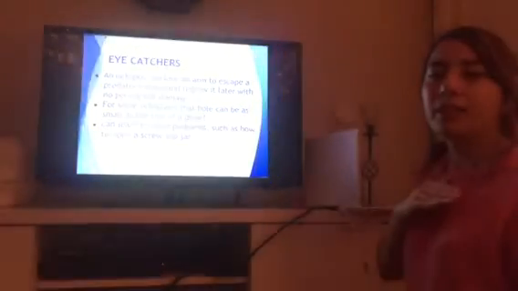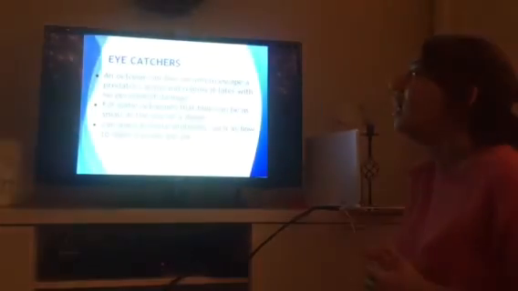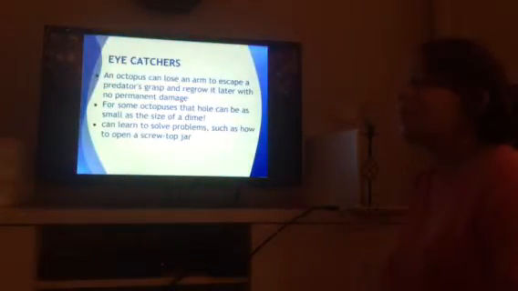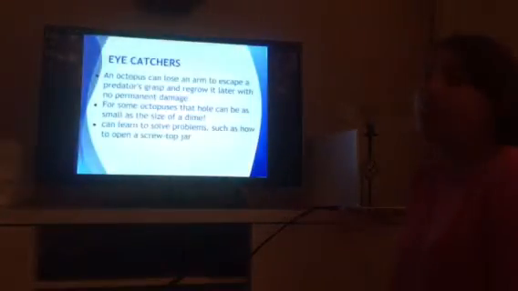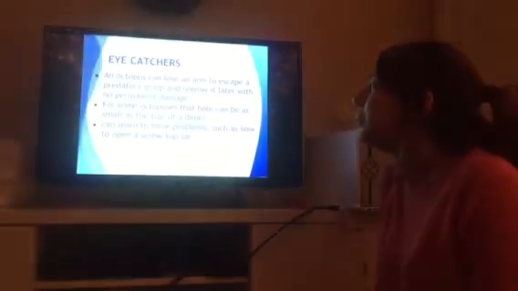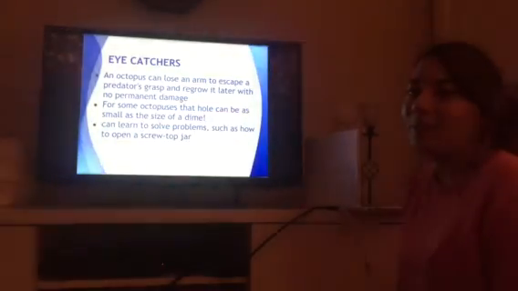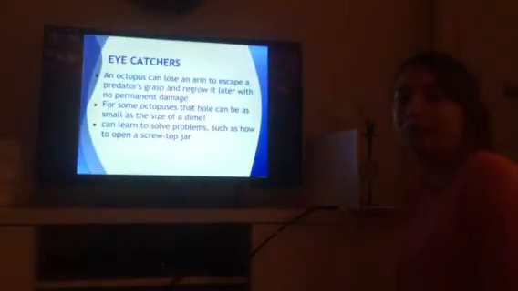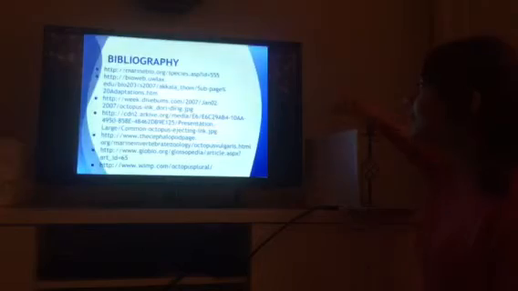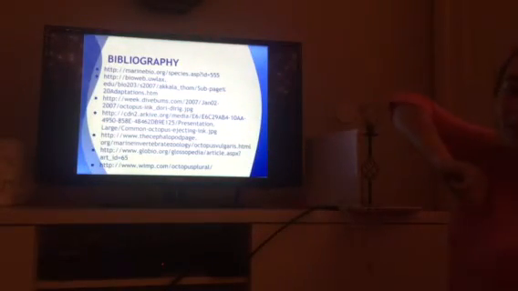Some cool eye catchers about the Octopus vulgaris: it can lose an arm to escape a predator's grasp, and it can just regrow it later without any permanent damage. And they can even learn to solve problems such as how to open a screw-top jar. And then this is my bibliography, where I found everything.